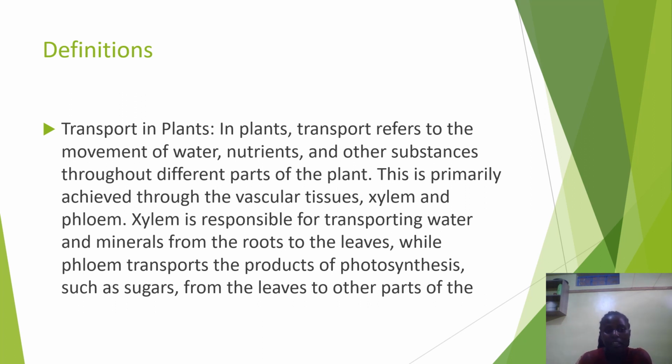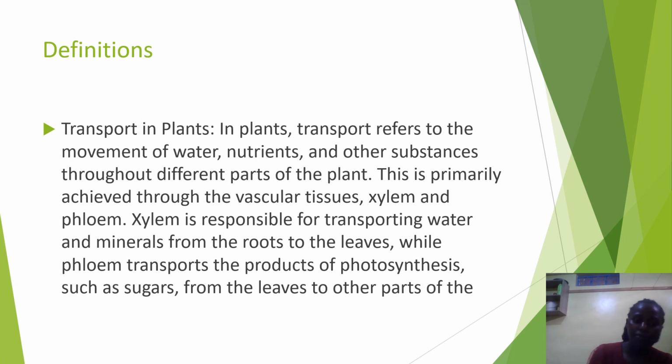This is primarily achieved through the vascular tissues, as we said before, xylem and phloem. Now, xylem, in the previous class we said, the function of the xylem is to transport water and mineral salts from the roots. So this xylem is where water and mineral salts are transported. And phloem is where the nutrients and other dissolved substances are transported.